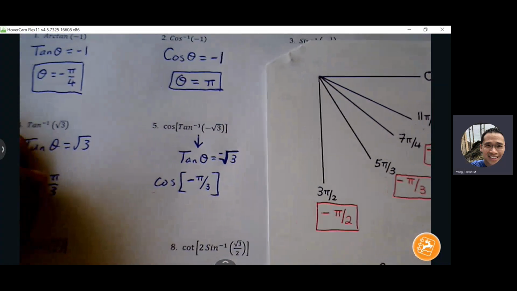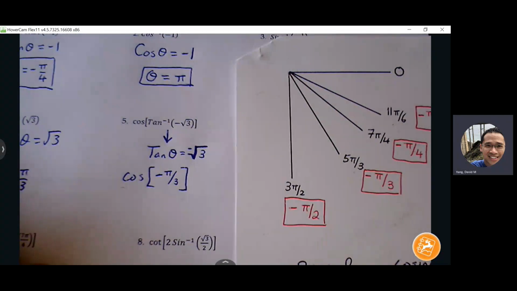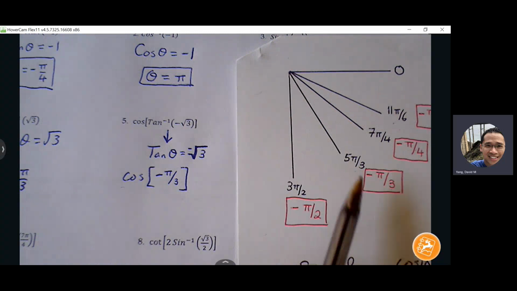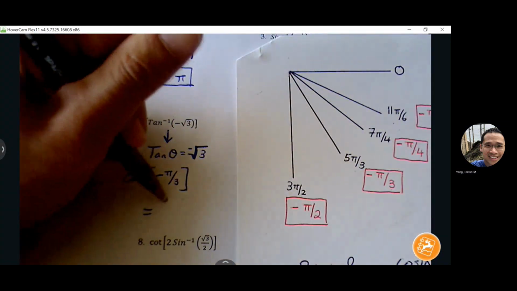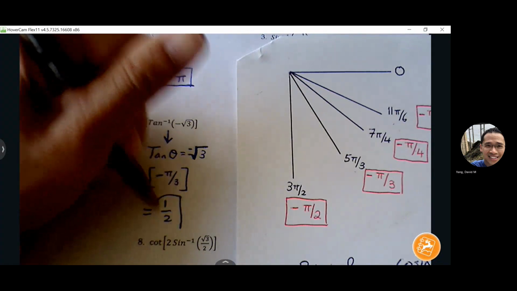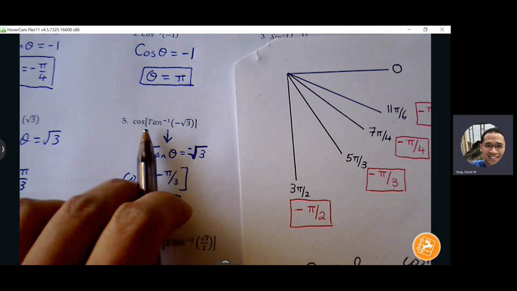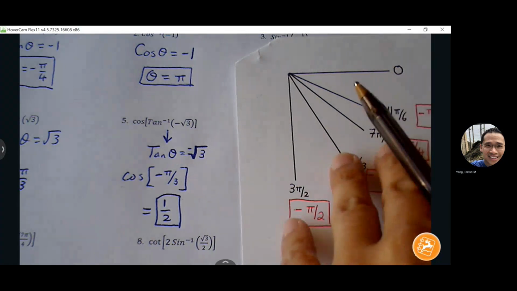But the larger problem that we're trying to solve is trying to find the cosine of negative pi over 3. And cosine of negative pi over 3, that's the same thing as cosine of 5 pi over 3, which is just 1/2. So whenever you see a bracket with inside and outside portion, you got to figure out the inside portion first, make the substitution, and then build out to the larger problem.